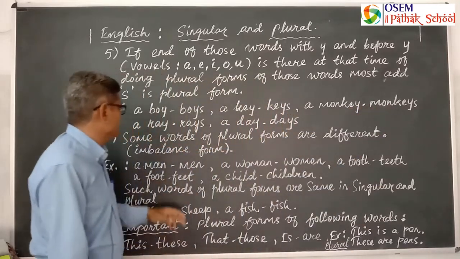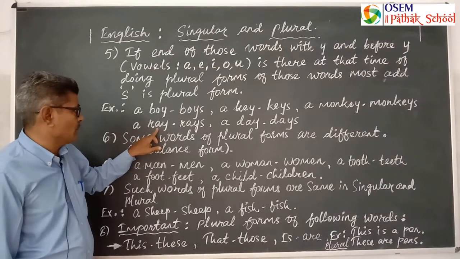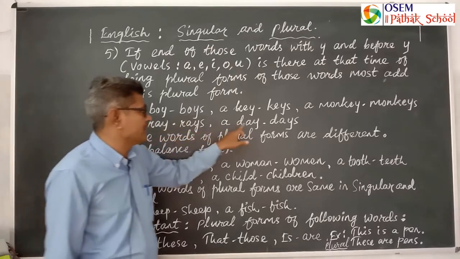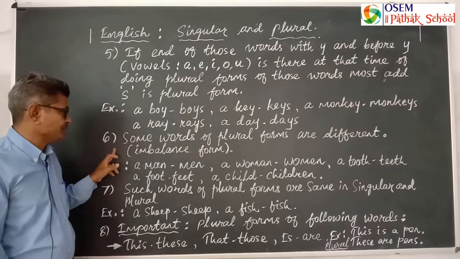Then R-A-Y, ray. So A is there, vowel before Y. So R-A-Y-S, rays. A day, days.